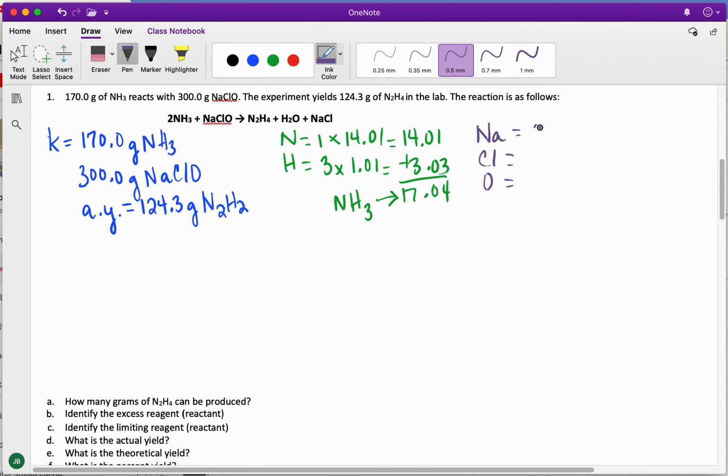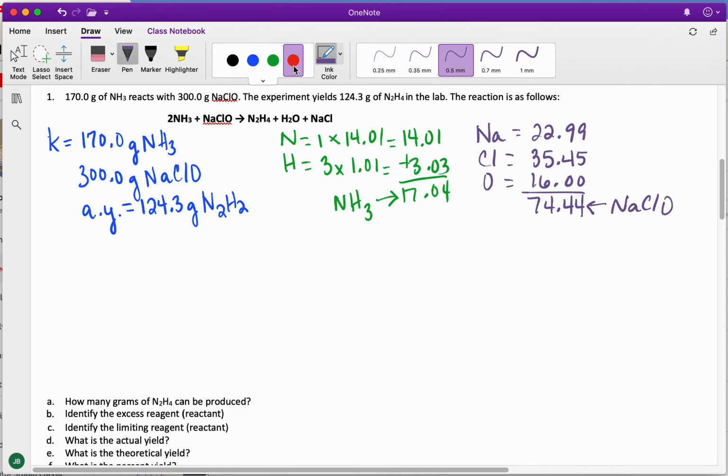So sodium is 22.99, chlorine is 35.45, and oxygen is 16 even. So we add that up and we get 74.44. And that is our sodium hypochlorite.